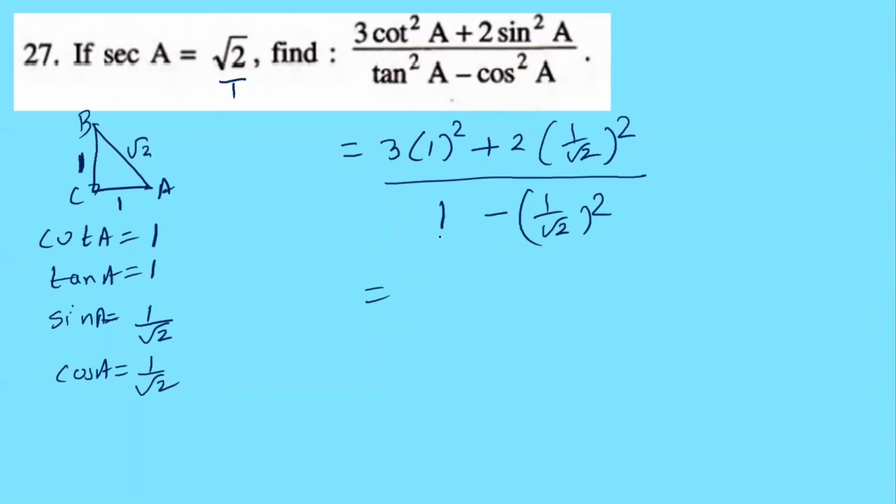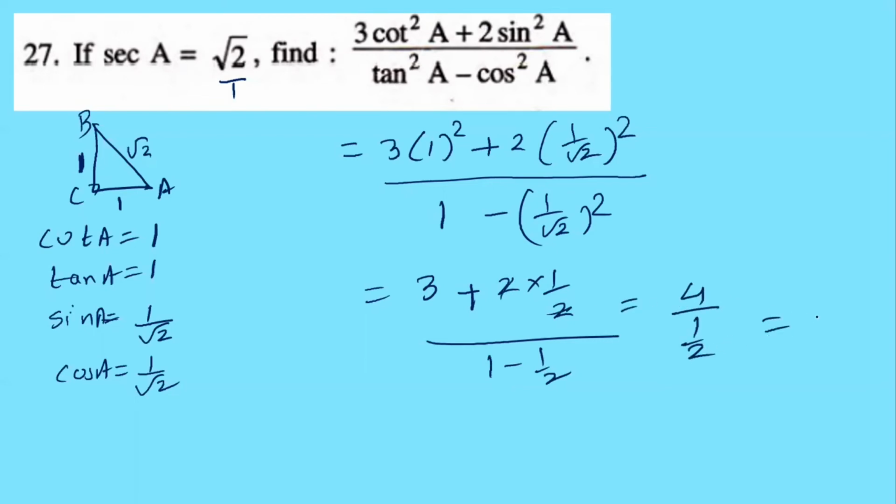So 3 times 1 square is 3, minus 2 into 1 upon 2, plus 2 upon 1 upon 2 upon 1 minus 1 by 2. So this is 3 plus 1, 4 upon 1 by 2, which is this 2 moves over here. 8 is our final answer.